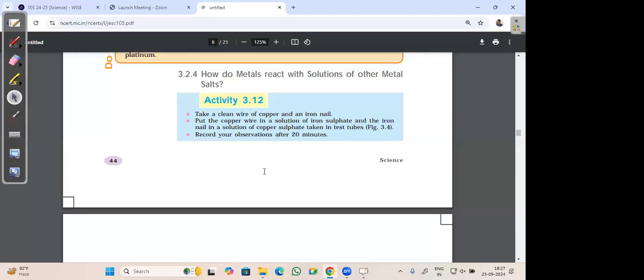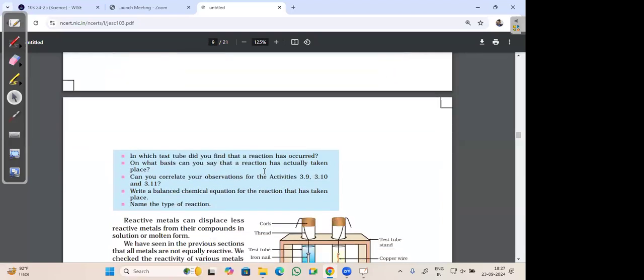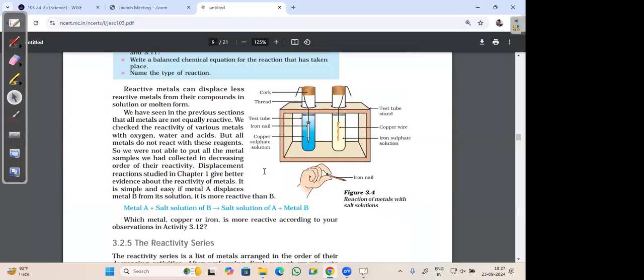The next one, reaction of metals with solution of other metal salts. This we also call a displacement reaction, which we have studied in chapter 1. In the displacement reaction, a metal displaces a metal ion from its solution. This reaction is called a displacement reaction. So what happens during a displacement reaction?